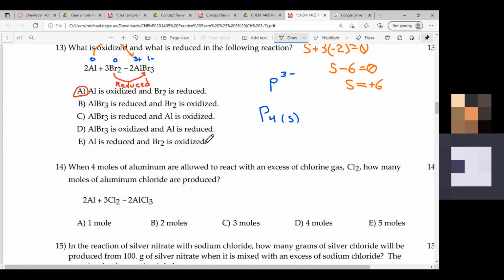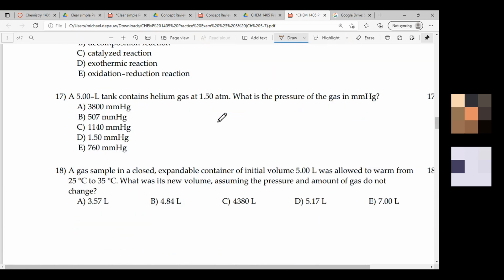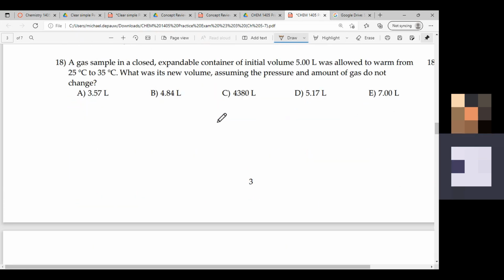All right, cool. What other questions can I help you with? 18? We certainly can. So it says a gas sample in a closed expandable container of initial volume 5 liters was allowed to warm from 25 to 35 degrees Celsius. What is the new volume, assuming that pressure and the amount of gas do not change?